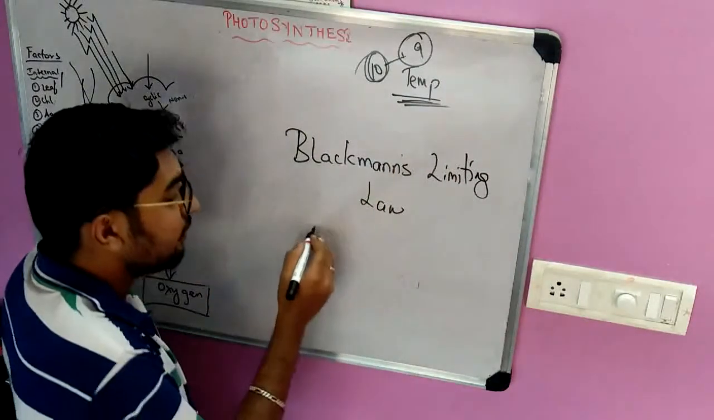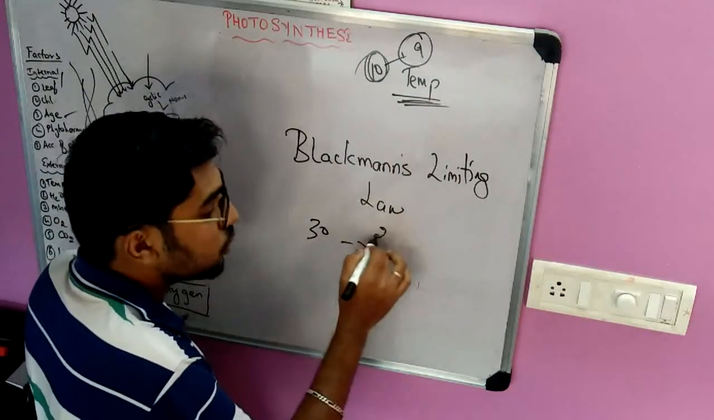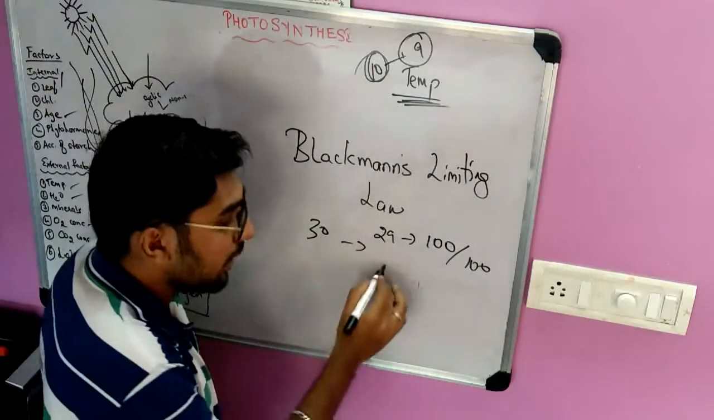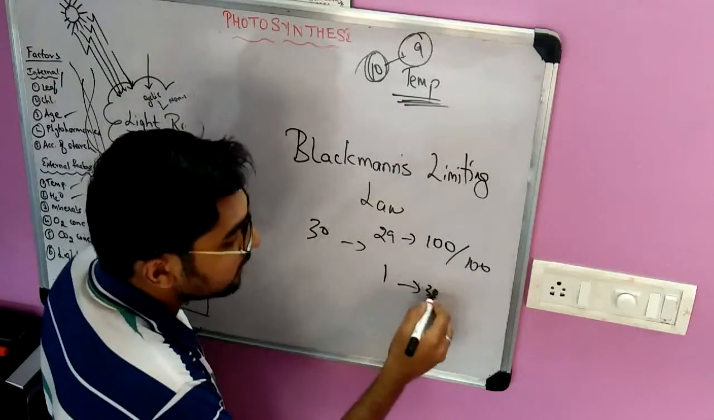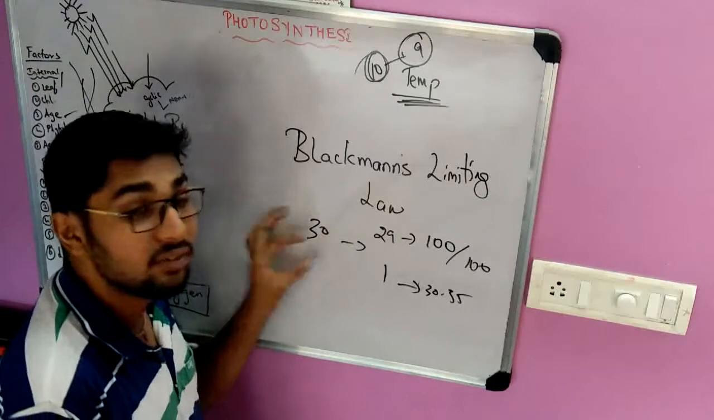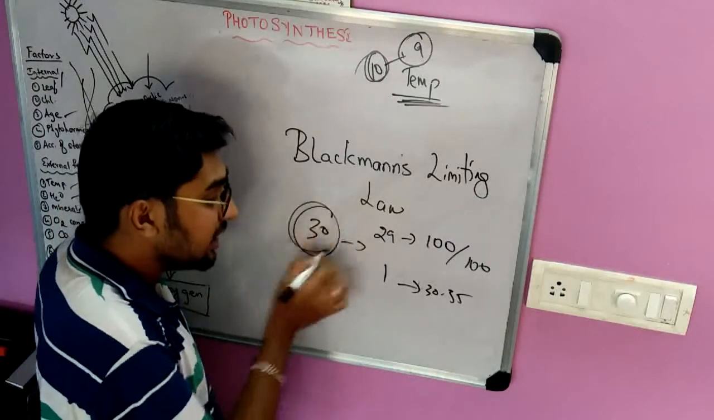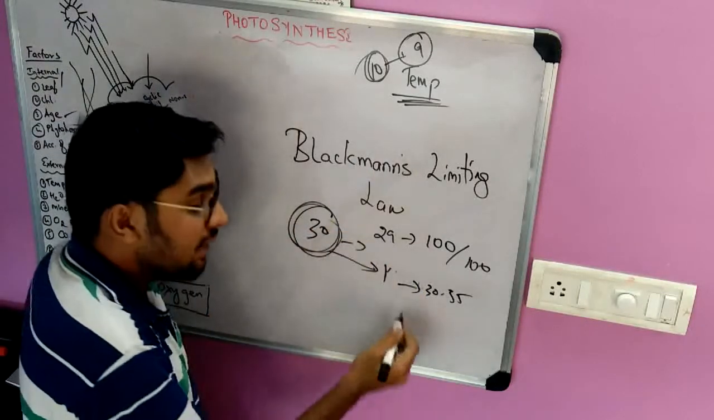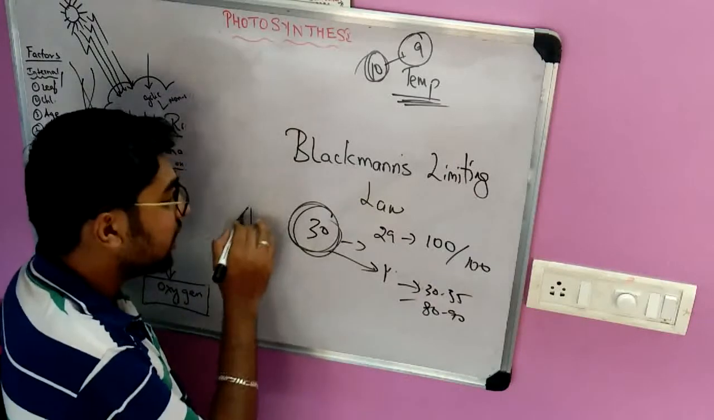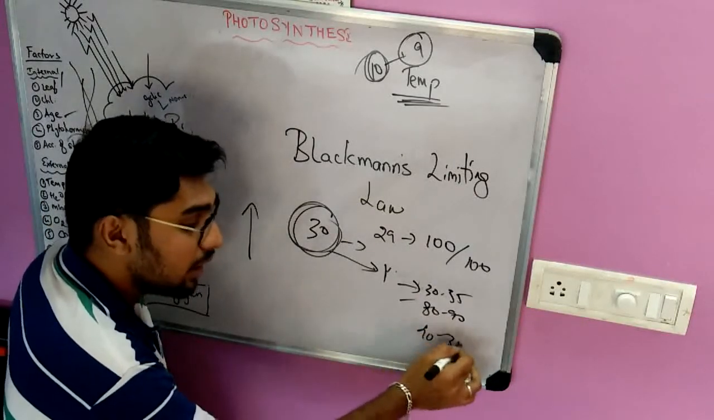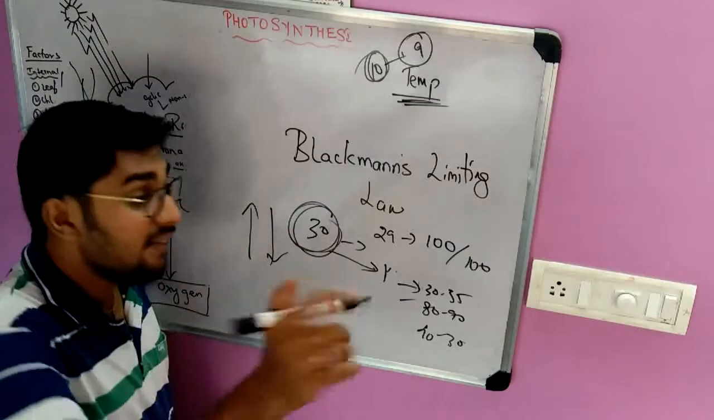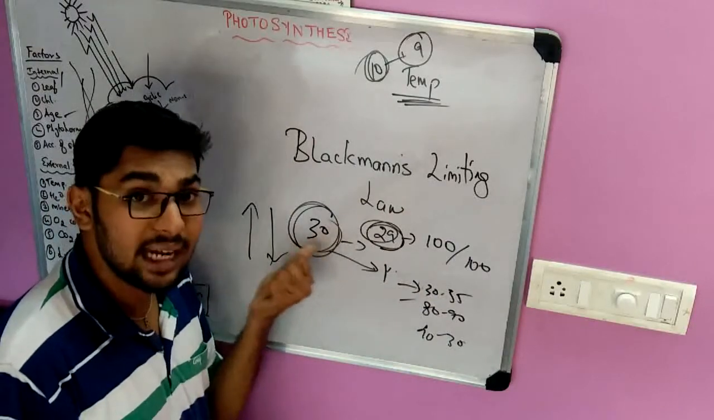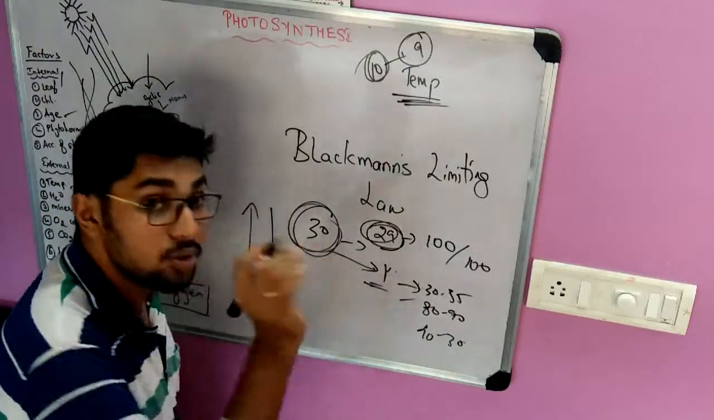I'll give a small example. If there are 30 students in a class, out of which 29 students score 100 out of 100, they score a centum, and only one student scores very minimum marks, just 30 to 35, the efficiency of the class won't be 100, because the efficiency of the whole class depends on this one student. It depends on his ability. If he gives 80 to 90%, the efficiency will go up. If he gives just 20 to 30%, the efficiency will go down, even if all these 29 students give 100%. So the efficiency of the whole class depends on that one student who scores minimum.